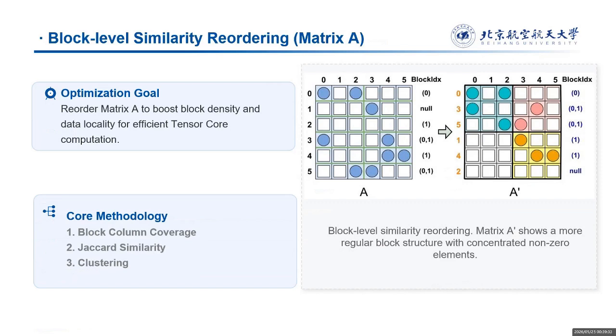To reduce the computation cost, we use MinHash and LSH to find candidate groups. Then we use a greedy method to generate the final row order. After reordering, non-zero blocks become more concentrated. The block structure becomes more regular, and the effective block density becomes higher. The key point is, this step does not change the result of matrix multiplication. It only changes the data layout to make the computation more efficient.